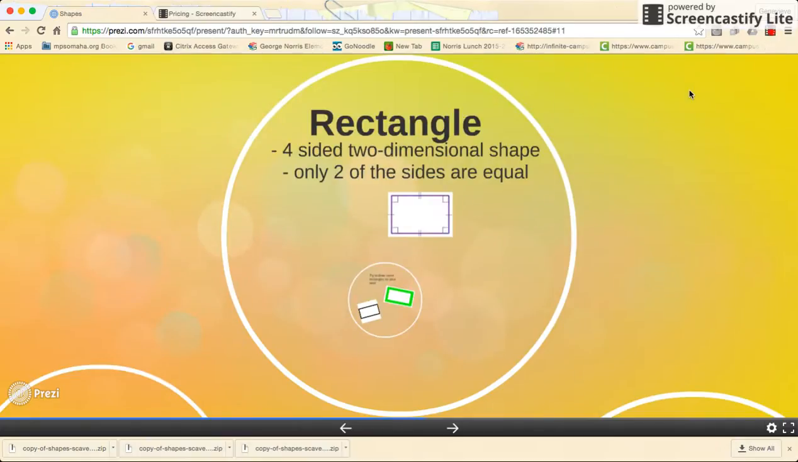The last shape we're going to look at is a rectangle. It's a four-sided, two-dimensional shape. Only two of the sides are equal in a rectangle. So you can see those lines again, like when we were looking at the square. So these two lines are the same. That's saying that these two lines are the same in length. And there's two little lines here, two dashes. That's telling you that these two longer sides are the same in length. So it's four-sided, but two of the sides are equal on each side.